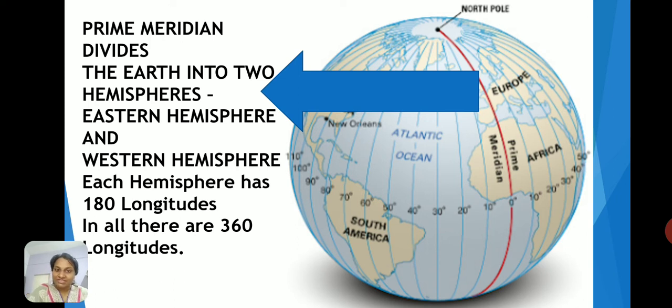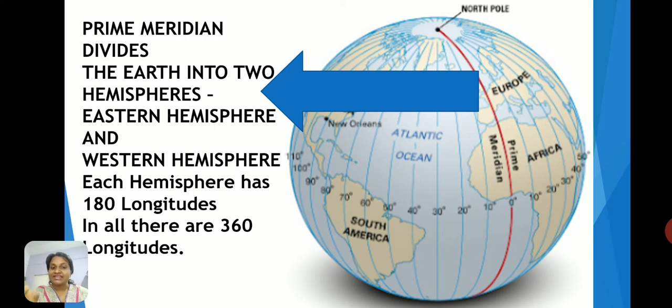Now in each hemisphere, in the eastern hemisphere and in the western hemisphere, you will find there are 180 longitudes. How many longitudes in the eastern hemisphere? 180. How many longitudes in the western hemisphere? 180. So in all on earth, how many longitudes do we have? 360 longitudes. In total, we have 360 longitudes on earth.